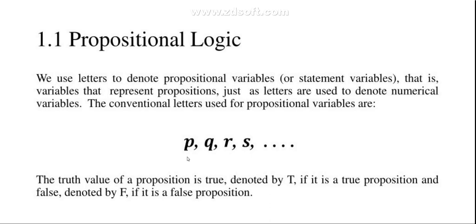So we use letters like p, q, r, s, t, u, v, w. These are propositional variables and we can represent propositions by these letters. And as you know, in digital logic design or in computer networks or somewhere else, you study the truth table. In the truth table, true is denoted by capital T and false is represented by capital F. The same concept will be used here in propositional logic.